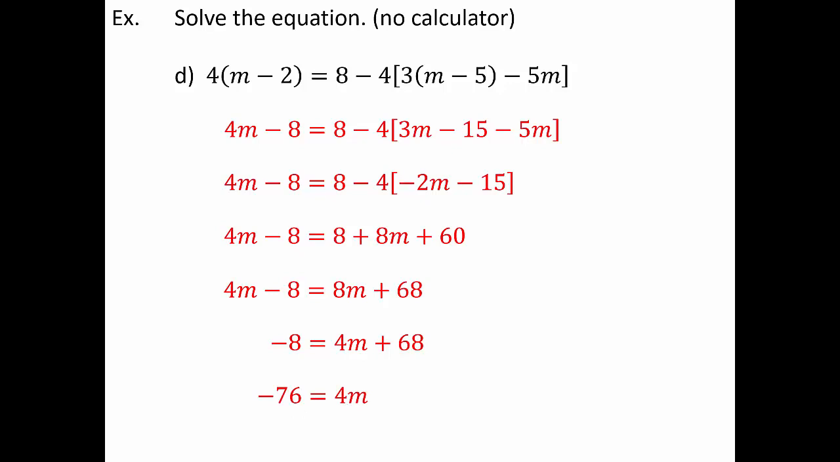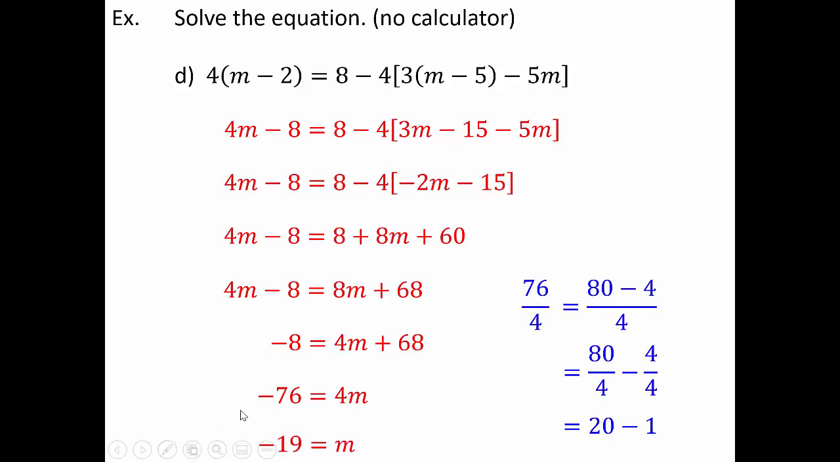Again, we've got a relatively large number. No calculator permitted. You should not be grabbing a calculator for such a simple problem. Just think of it in a different way. 76 divided by 4 is really 80 minus 4 over 4. In other words, I thought of a number close to 76, which I knew was divisible by 4, and I knew was easy to divide by 4. So I broke 76 into 80 minus 4. I can then divide each of those separately. I get 20 minus 1, which is 19. And since it was negative to begin with, I can just say m is negative 19.